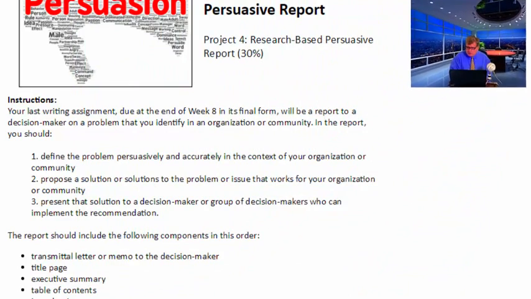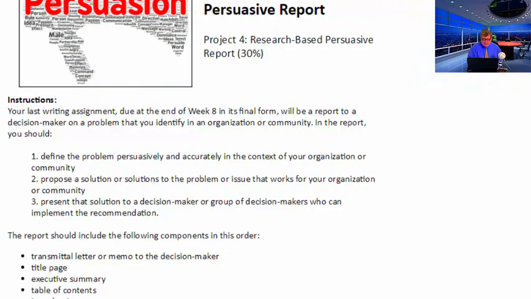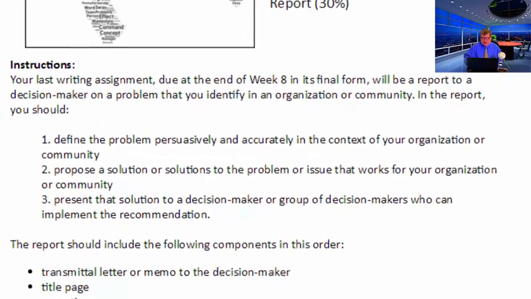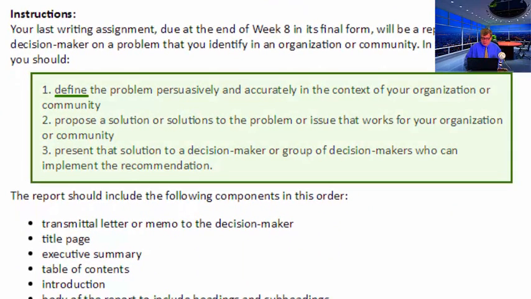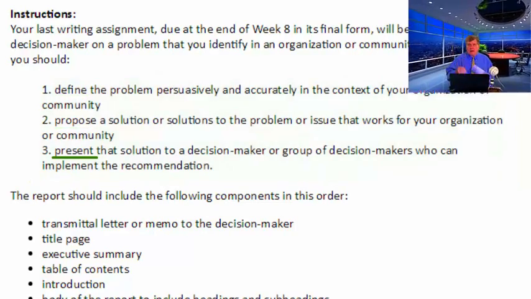Before we get into reviewing the actual model paper, let's take a look first at the assignment directions. Now, as you can see in these assignment directions, you have three basic tasks as you write this paper. One is to define the problem persuasively and accurately. Two is to propose a solution or solutions to the problem that works for your company or organization or community. And then three, to present that solution to the decision maker or group of decision makers to whom you are addressing this report. So that's what we're talking about here.